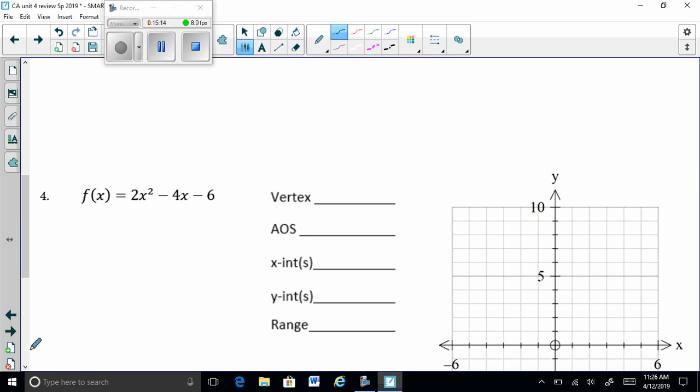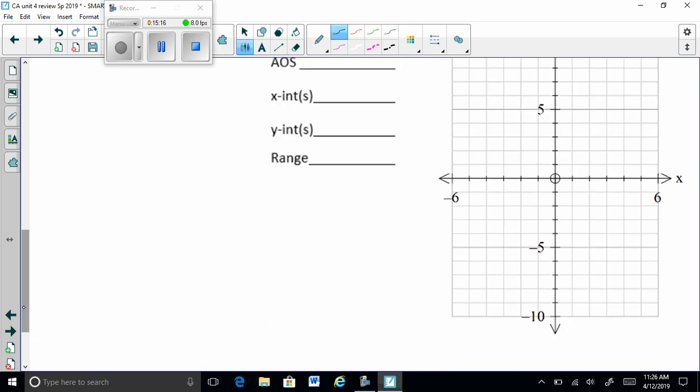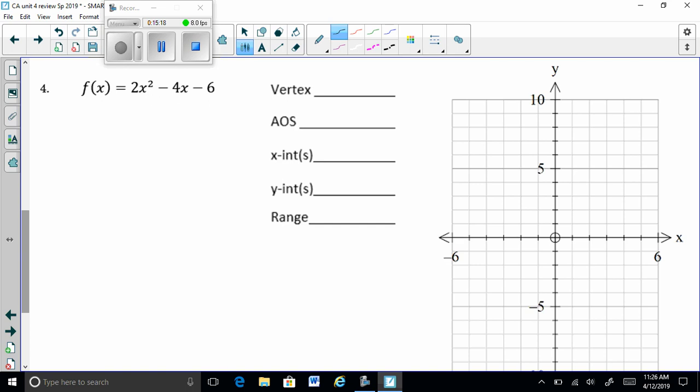So this one down here, once again, you could do it either way. You could do the little trick to find the vertex, or if you want to manipulate it and put it in general form, you can. I think probably in the long run, it's easier to use our little trick.